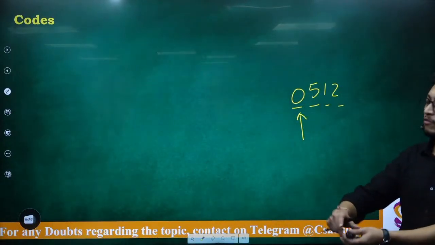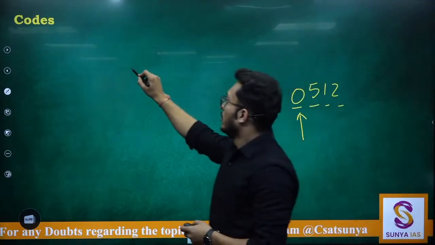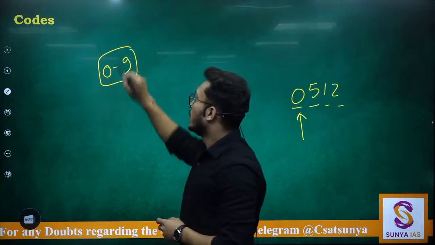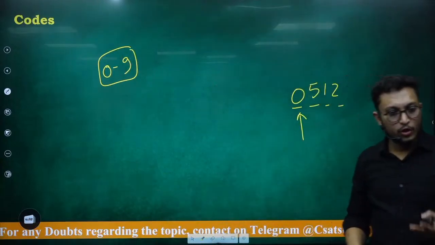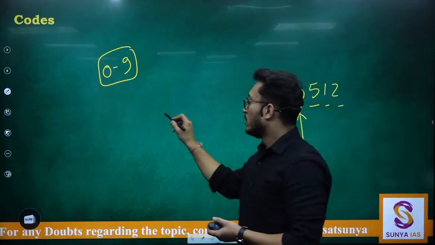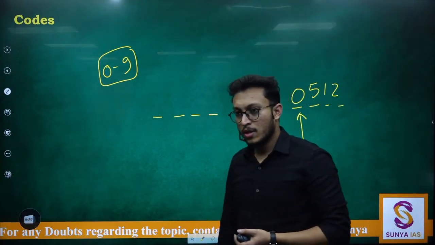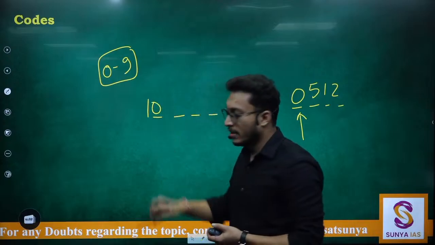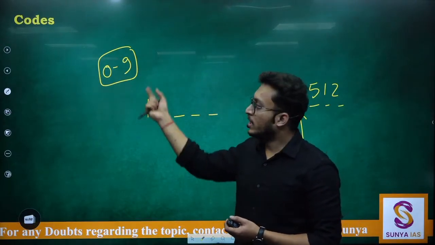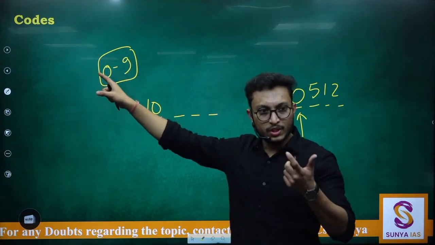So let's say I give you digits from 0 to 9 and I tell you to form a 4-digit code without repetition of digits. So you can have 10 here because 0 can be filled here. It is a code. It's not a number.